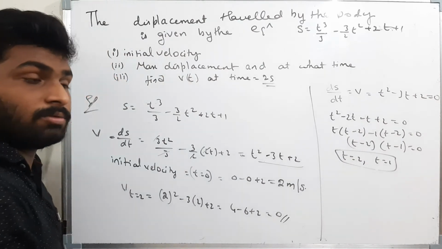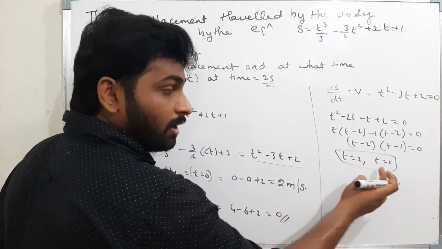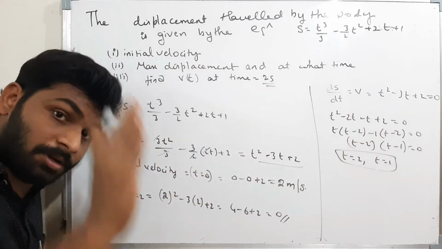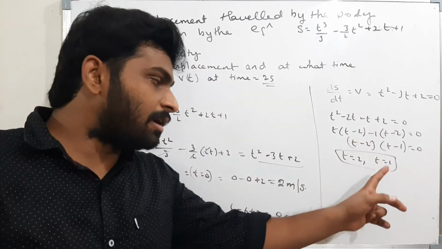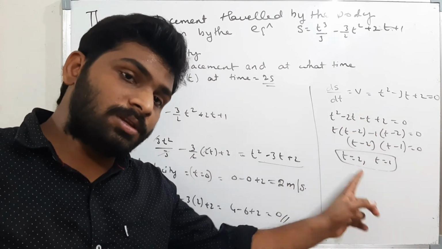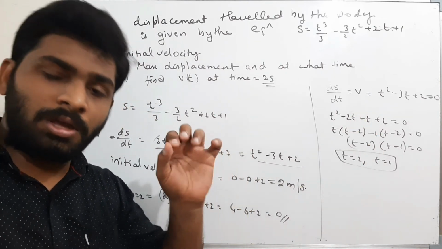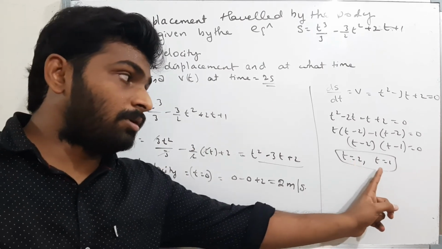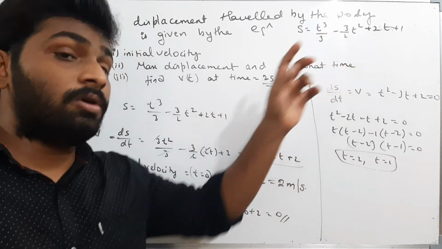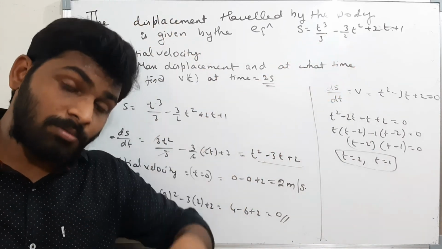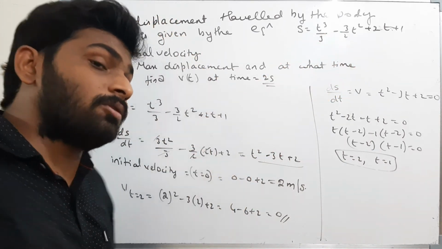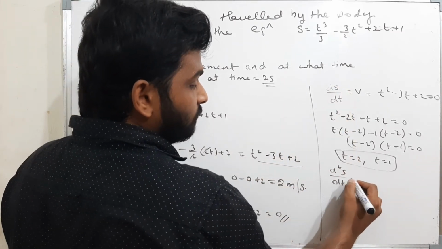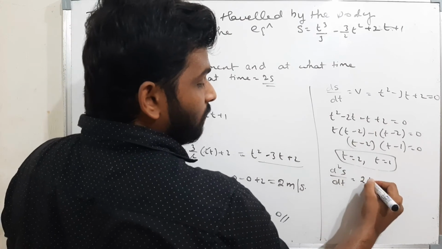Now to find the maximum, at time t equal to 2 and at time t equal to 1, the displacement is either maximum or minimum. To get clarity on this maximum minimum, please see my basic mathematics maximum minimum video. You will get full clarity. To find whether it is maximum or minimum, what I have to do? Again I have to double differentiate, that is d square s by dt square. Now what is it? 2t minus 3.